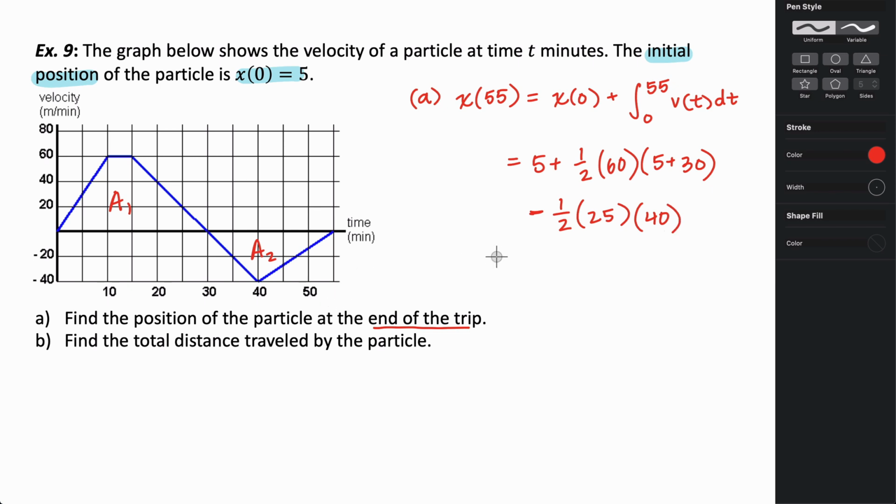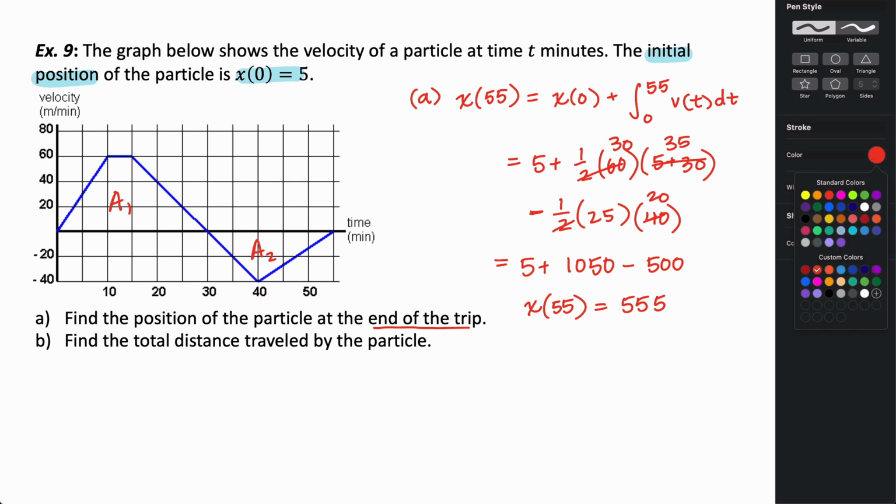Okay. So what do we get here? So this is 5 plus, this is going to be 35. So half of 60, that's 30. 30 times 35, what is that? That's 1,050. And then half of 40 is 20. So 20 times 25, that's 500. So then it's going to be minus 500. So we get that the final position, after 55 minutes, is 1,055 minus 500, which is 555. What's our unit? Meters.